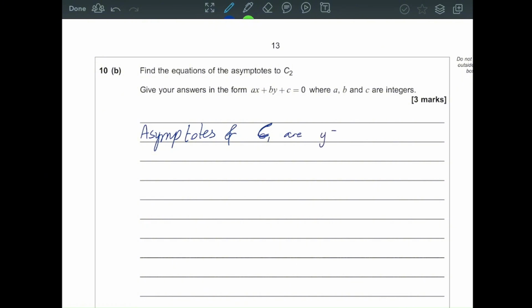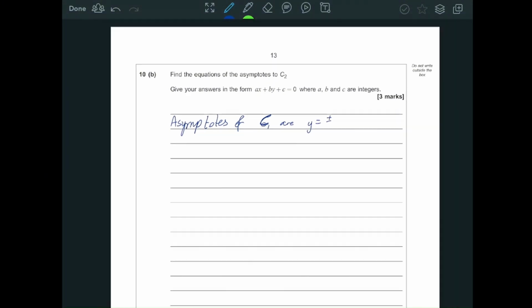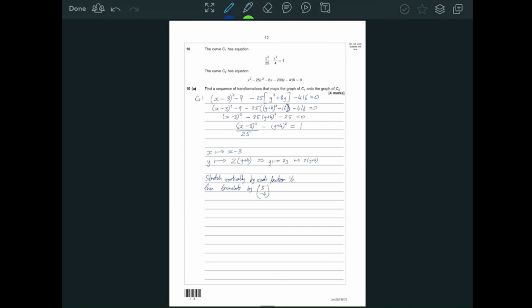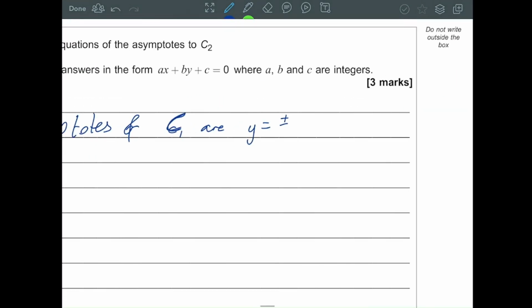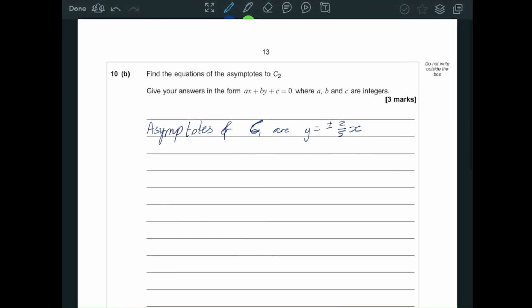are y equals plus or minus b over a. The b is 2, the a is 5. Plus or minus 2/5 x. And then we're going to transform with x goes to x.